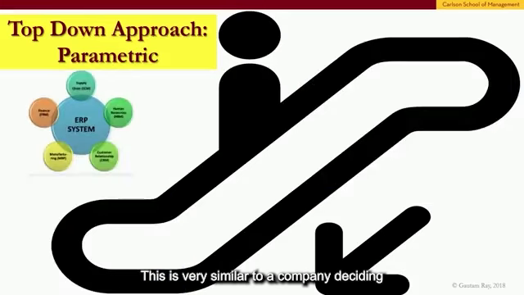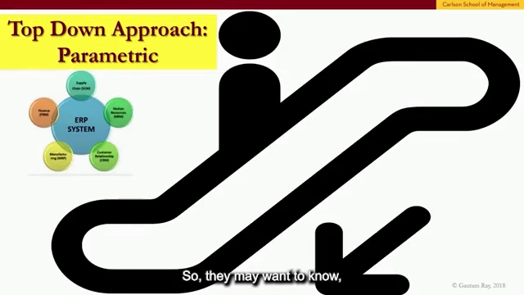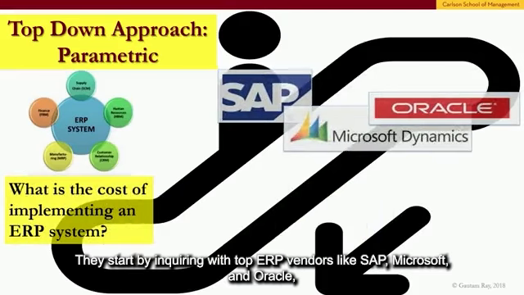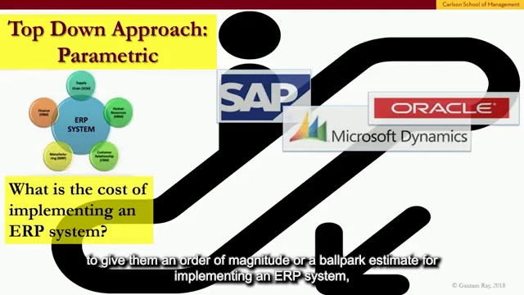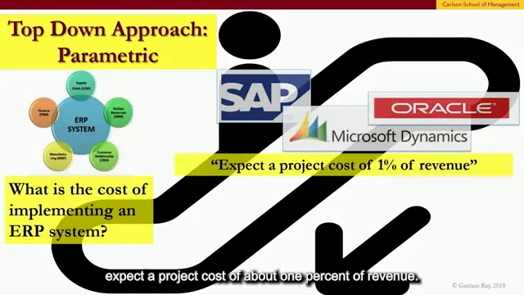This is very similar to a company deciding that they want to consider implementing an ERP system. So they may want to know what is the cost of implementing an ERP system. They start by inquiring with top ERP vendors like SAP, Microsoft, and Oracle to give them an order of magnitude or a ballpark estimate for implementing an ERP system. And these vendors come back and say, expect a project cost of about 1% of revenue.